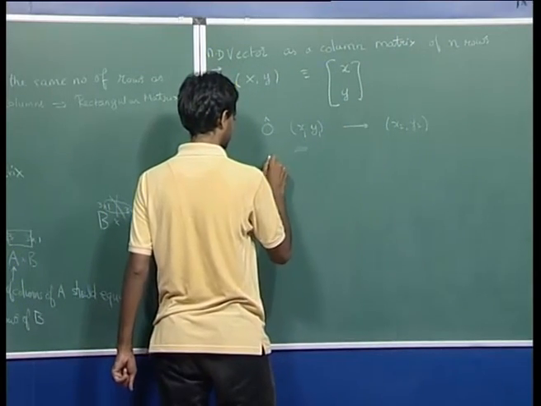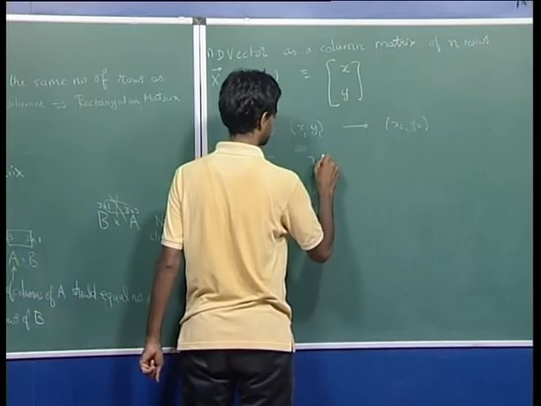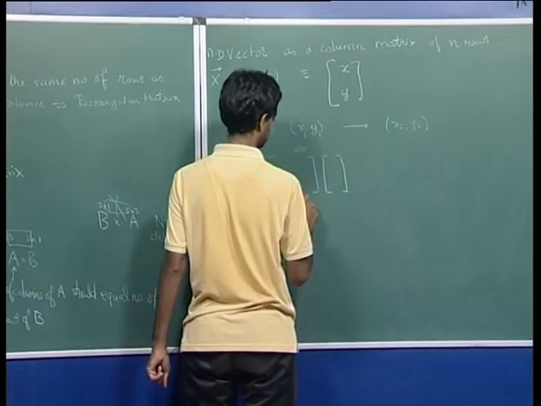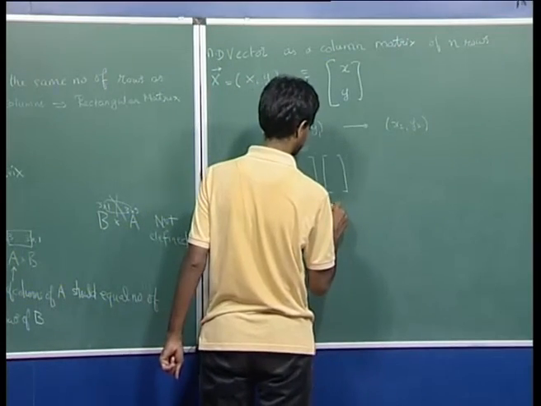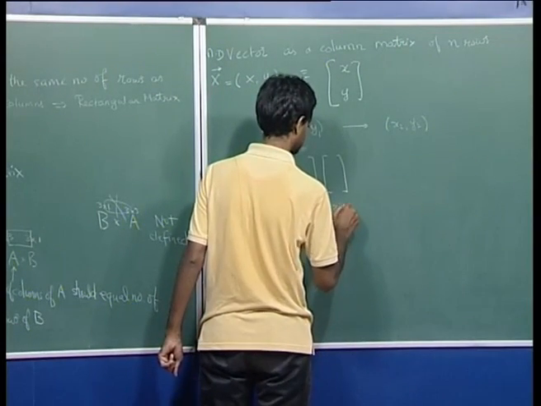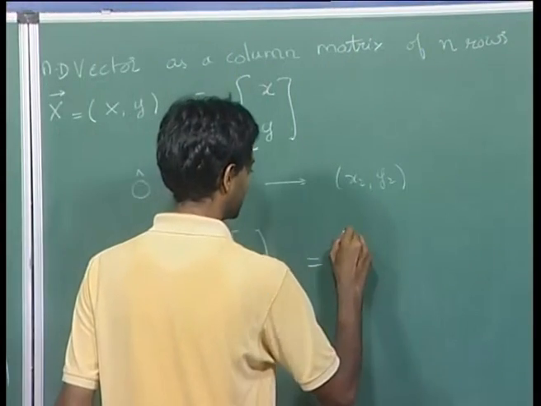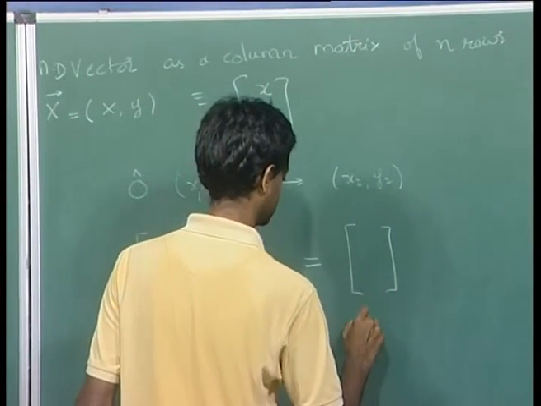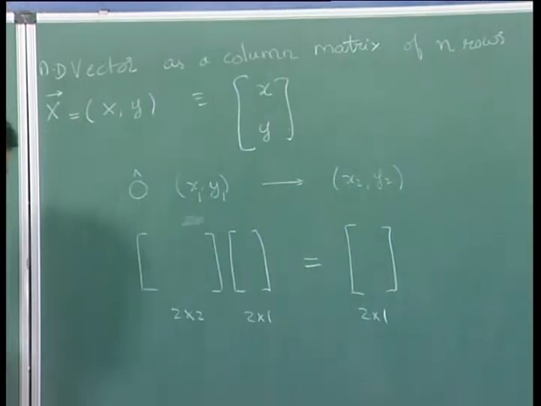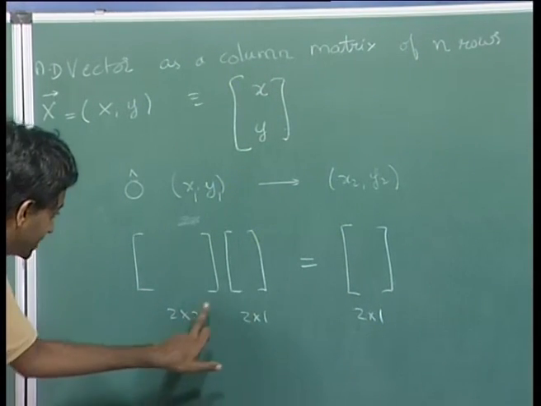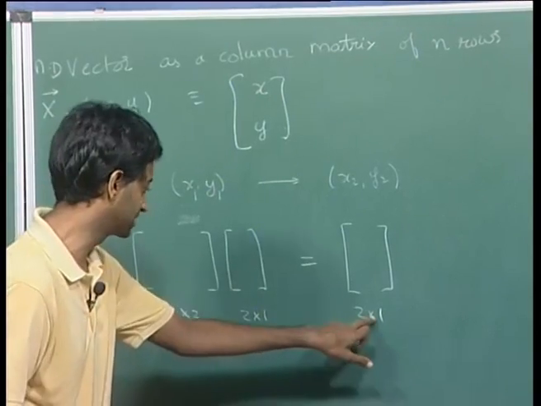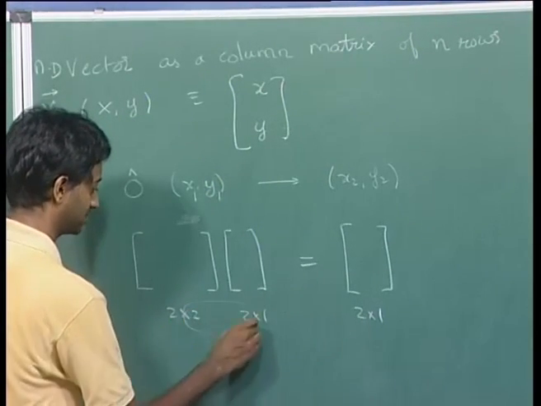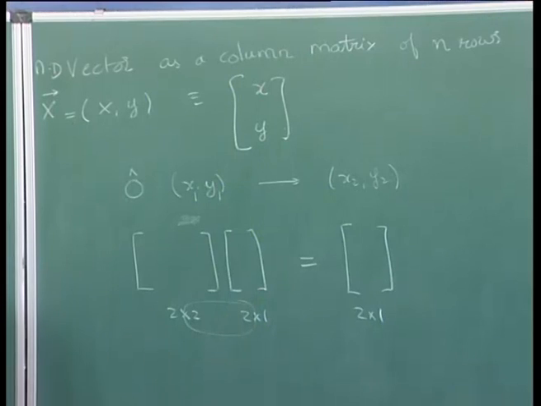So I can multiply a 2 by 2 matrix on this 2 by 1. If I do a 2 by 2 matrix multiplied by the column vector x, which is 2 by 1, then I'll get another 2 by 1 matrix. So if I multiply these two matrices, then the order of the resultant matrix will be a 2 by 1 matrix.